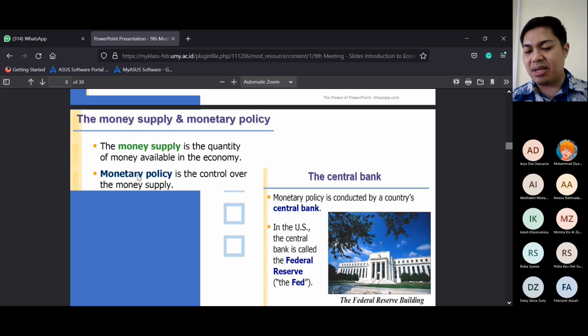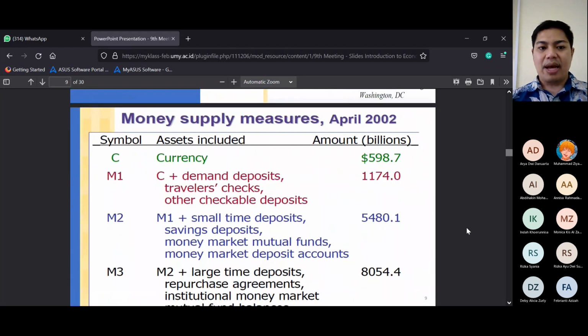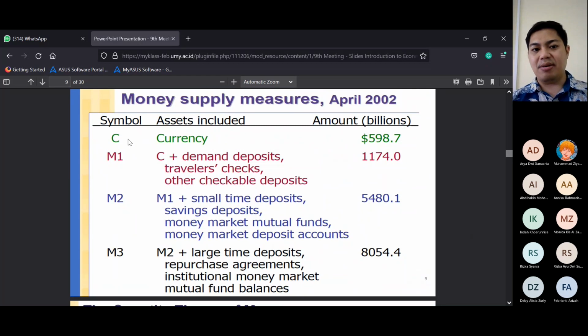So if you see just now, Vietnam and Zimbabwe have very huge amounts of zeros. It is maybe because of the failure of the monetary policy in controlling the money supply in the economy. Here are the institutions, the central banks. In the case of Indonesia, we have Bank Indonesia as the central bank. And here is the money supply: currency, M1, M2, M3. The details will be discussed in your other course, not now.